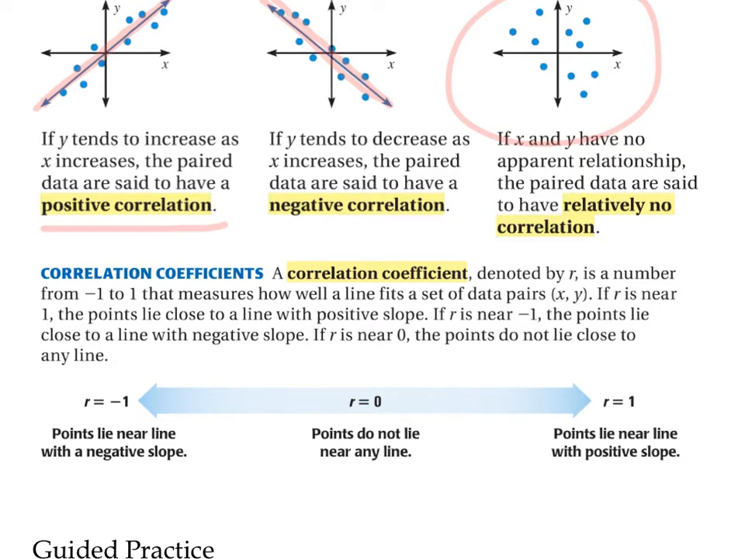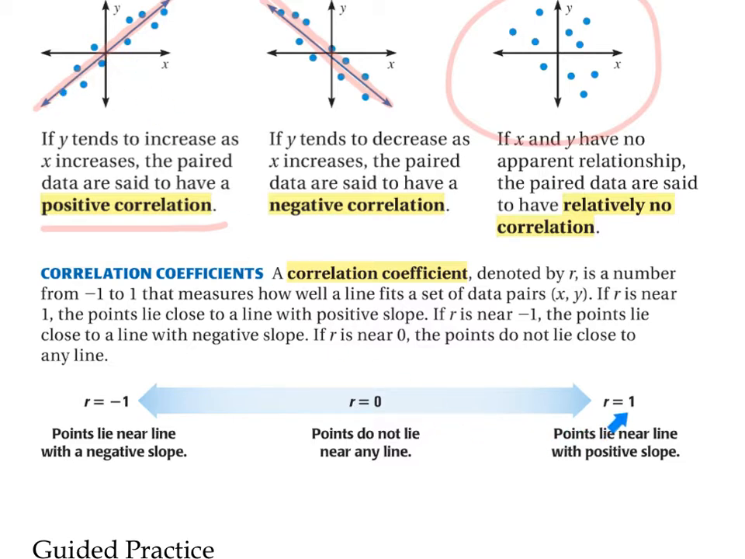A correlation coefficient of -1 means the points are really close to the line, but one with a negative slope. So this would be something that would have a pretty strong negative correlation, and the correlation coefficient would be pretty close to -1. 0, points don't really lie near any line. That would be an example here, a correlation coefficient of around 0. And then when the points here are all pretty close to that positive sloping line, that would be a correlation coefficient of close to +1.